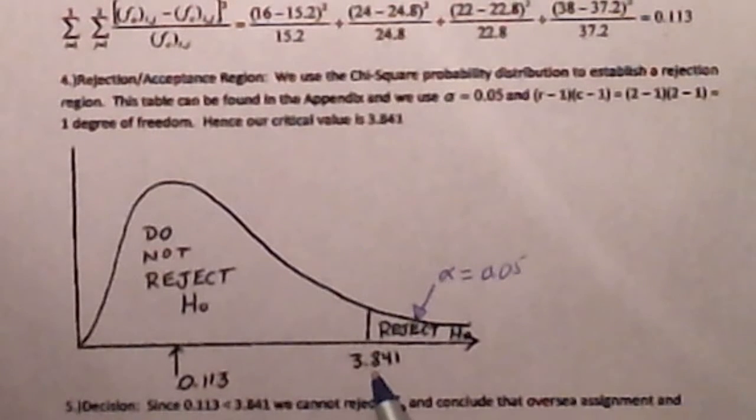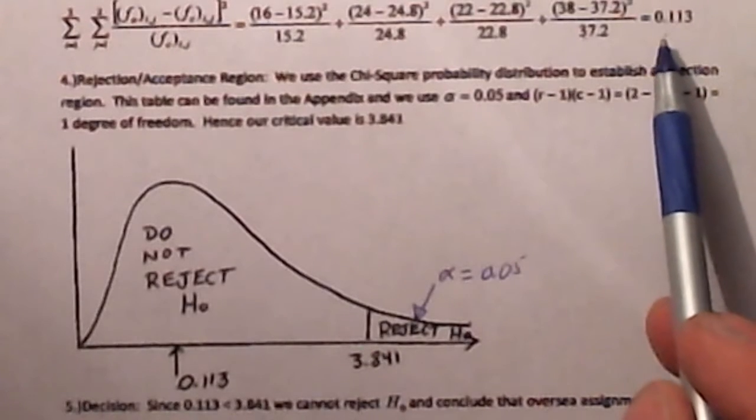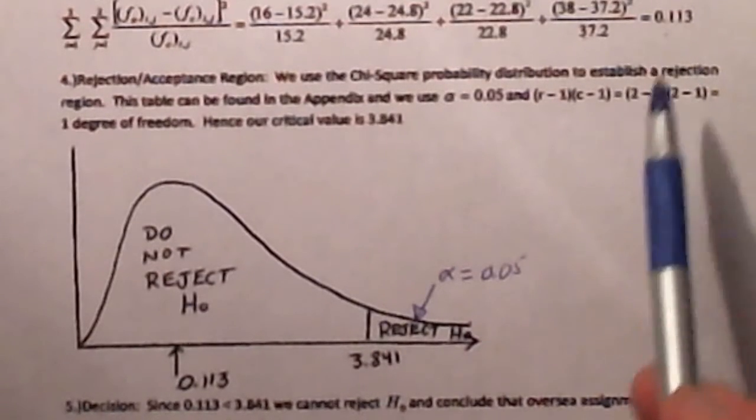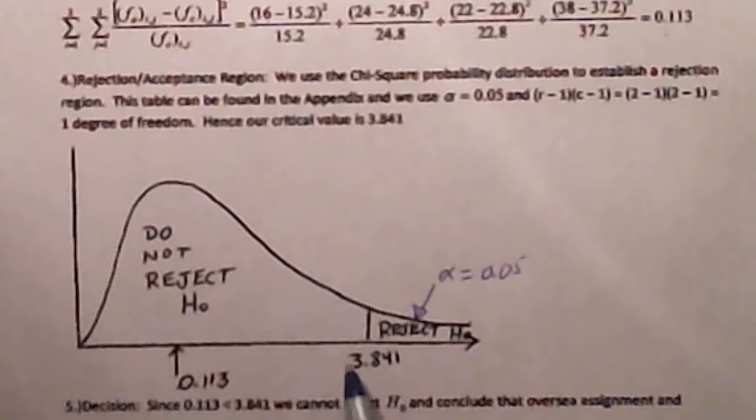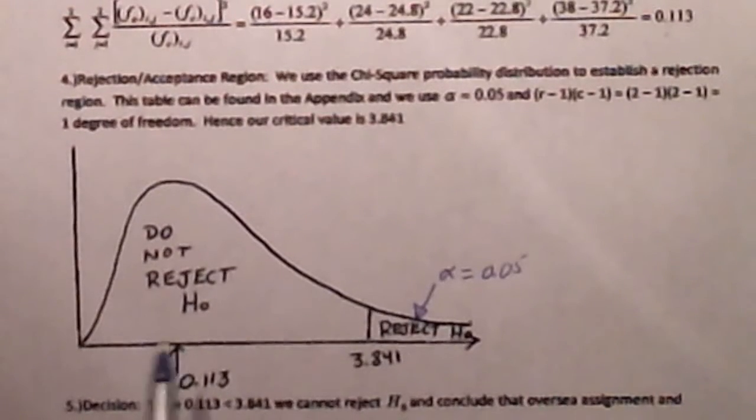Well, ladies and gentlemen, now we're able to make a decision based on how our test statistic stacks up against the critical chi-square value. And this 0.113, our test statistic, which we computed up here, is less than 3.841. So our test statistic falls in the do not reject null hypothesis region of this probability distribution. And therefore, we are not going to reject the null hypothesis.